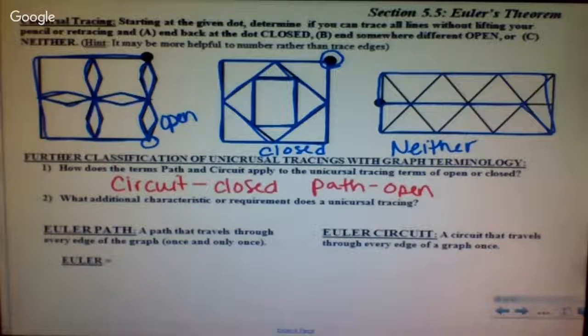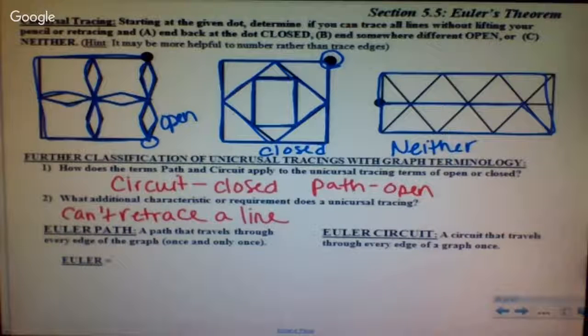What additional characteristics or requirements did we have to do unicursal tracing, which is what you just did? What did I tell you you couldn't do? You can't retrace a line, over the same line twice. Good. You cannot retrace a line. Every line is used once.